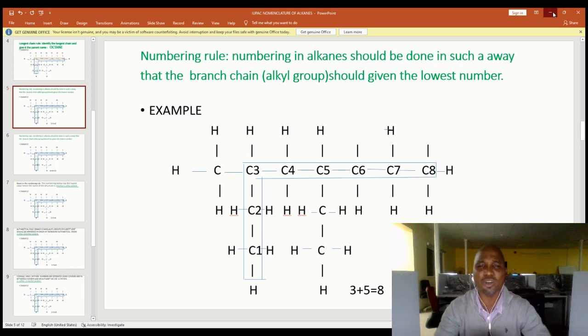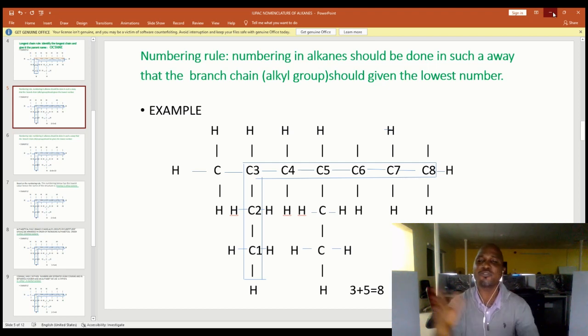But before then, look at carbon number 3, where there's an alkyl group. The alkyl group on carbon number 3 is a methyl group. On carbon number 5, there's another alkyl group, and it is an ethyl group. The methyl group is CH3, while the ethyl group on carbon number 5 is C2H5. So if you carry 3 for the methyl group, CH3, and 5 for the ethyl group, C2H5, you say 3 plus 5 equals 8.